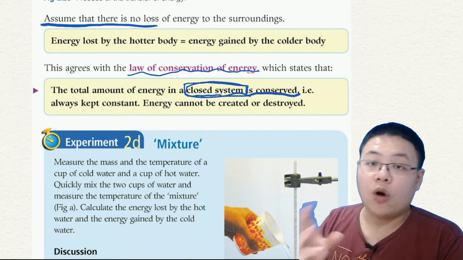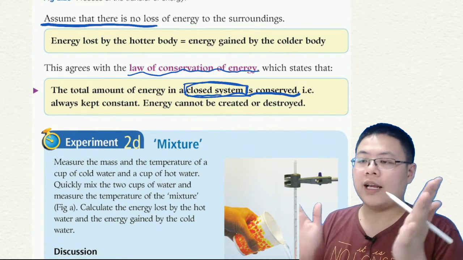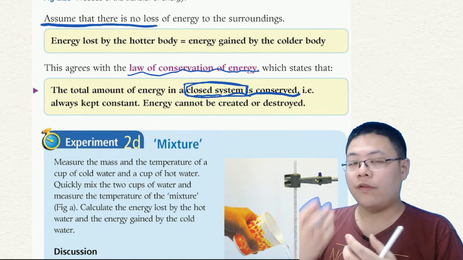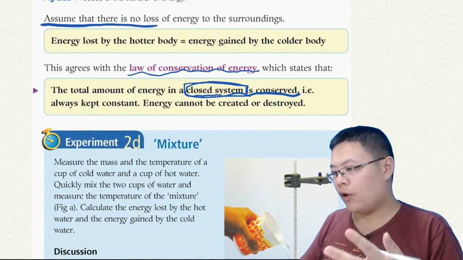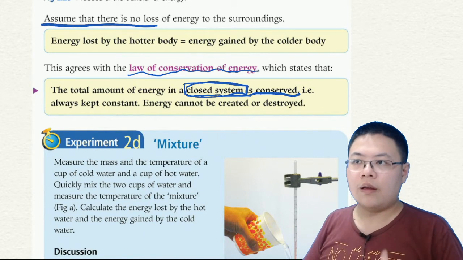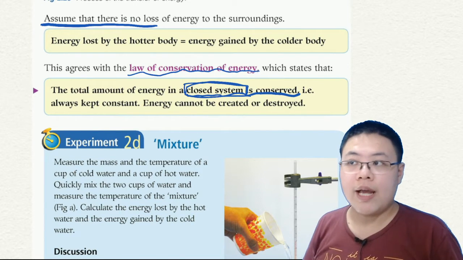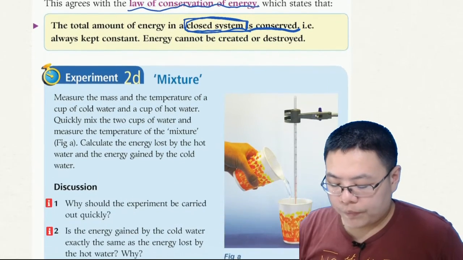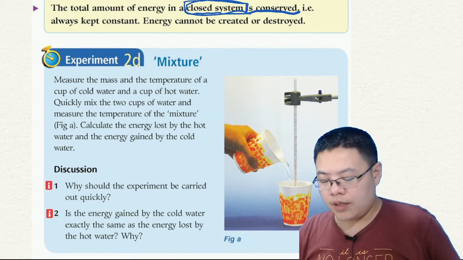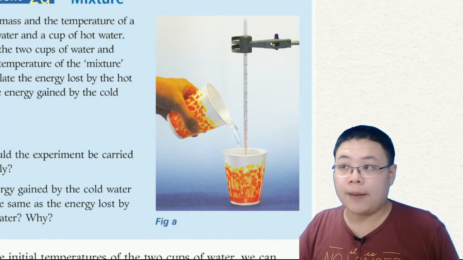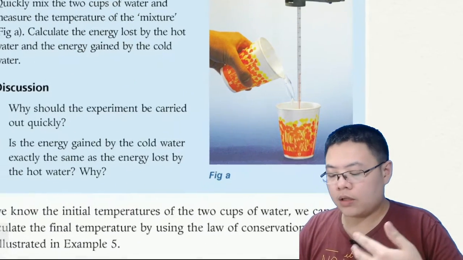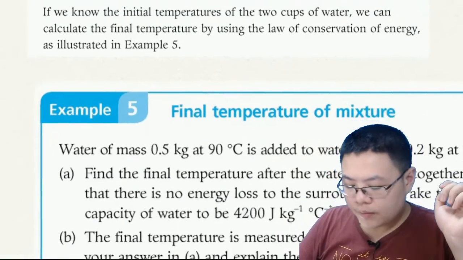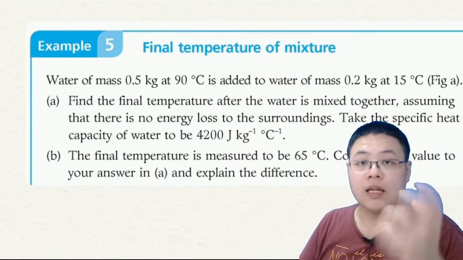Things can convert to other forms. For example, when I clap my hands, kinetic energy changes to sound energy. It can change form, or it can flow from one object to another, but never destroyed, never created. That is the conservation of energy. So when we imagine there are two cups of water, one hot, one cold, what happens when we pour one cup into the other? That comes to example 5.